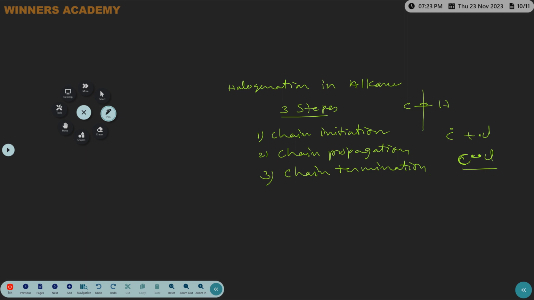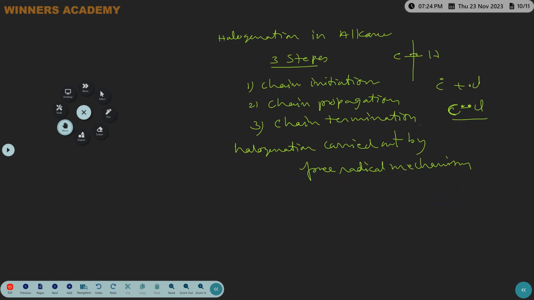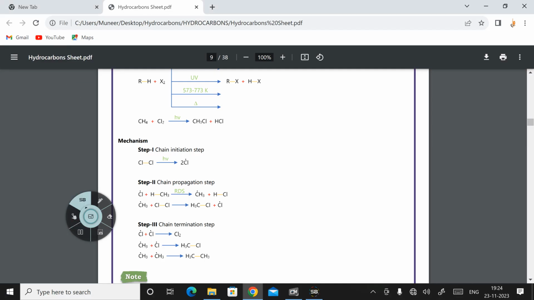So free radical mechanism. So halogenation is carried out by free radical mechanism. Not carbanion, not carbocation. Free radical mechanism. Okay, now see here, what is the first step? Chain initiation step.